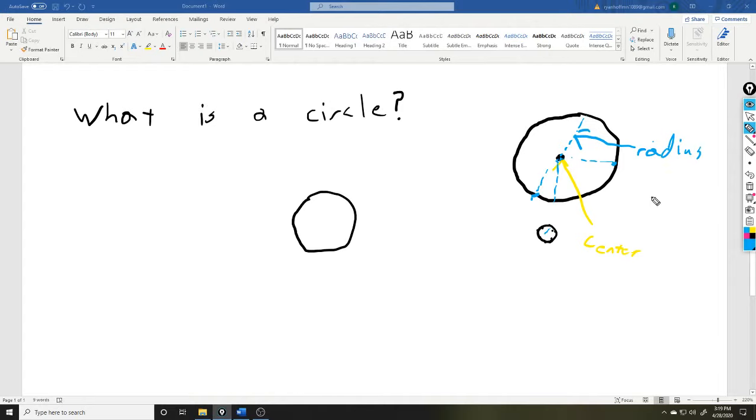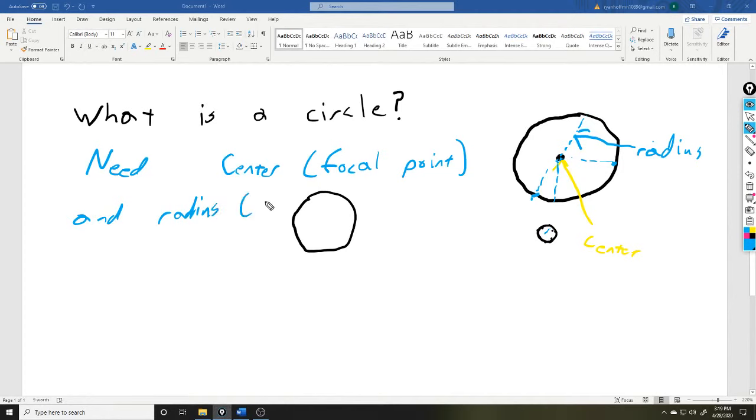Those are the two components that make up the circle. We need a center, which is a focal point to start from, and a radius, which is our distance. If you know the center and the radius, then you know what circle we need. You can have circles with the same radius and a different center.